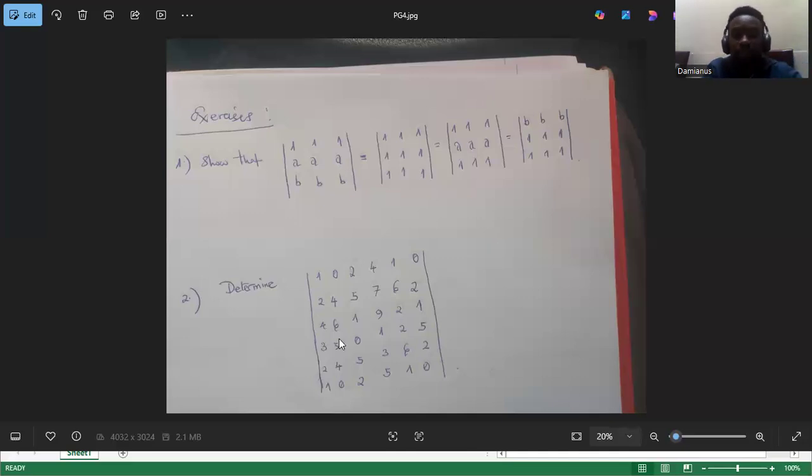And then lastly, so that the video is half an hour exactly, this one looks complicated, but I want you to check which row is a multiple of another row. For example, row 1, 1, 0, 2, 4, 1, 0, and the last row, they are almost the same. The only difference is here. So you can apply that row operation. That will give you many zeros. Then it will make your work easier. So it reduces to a 4 by 4.